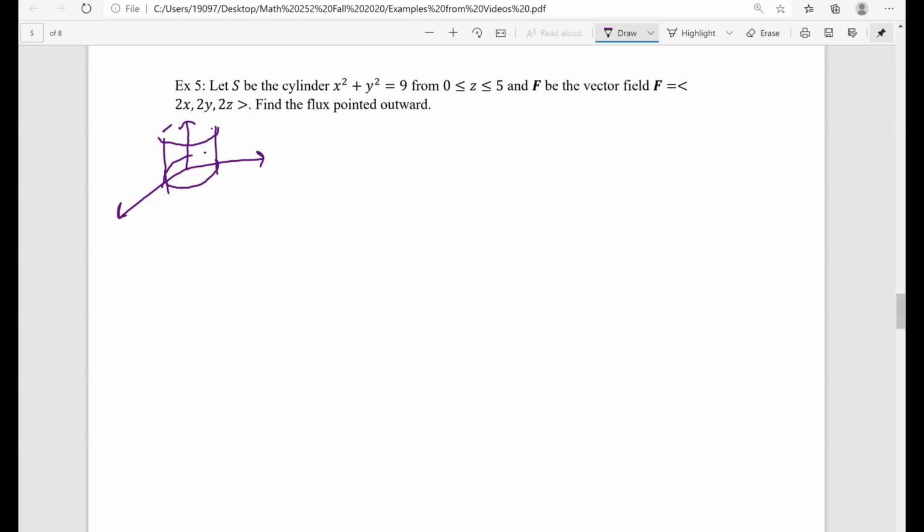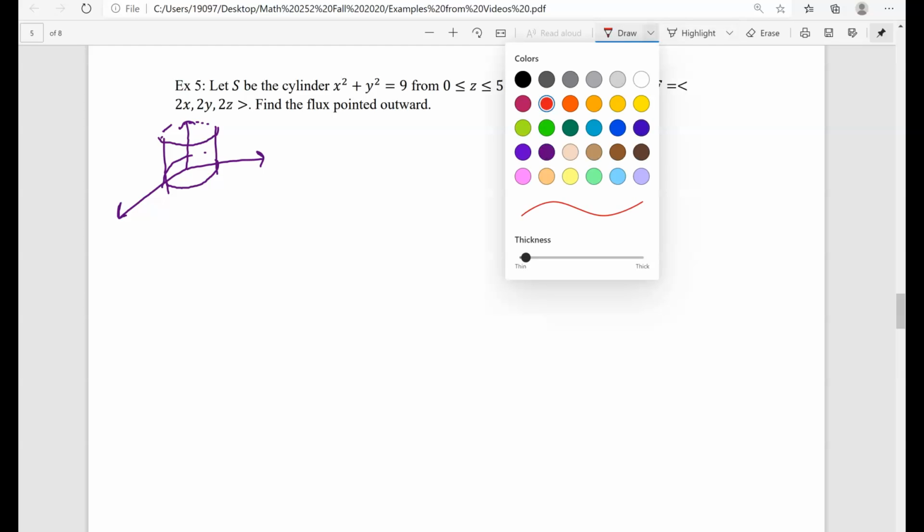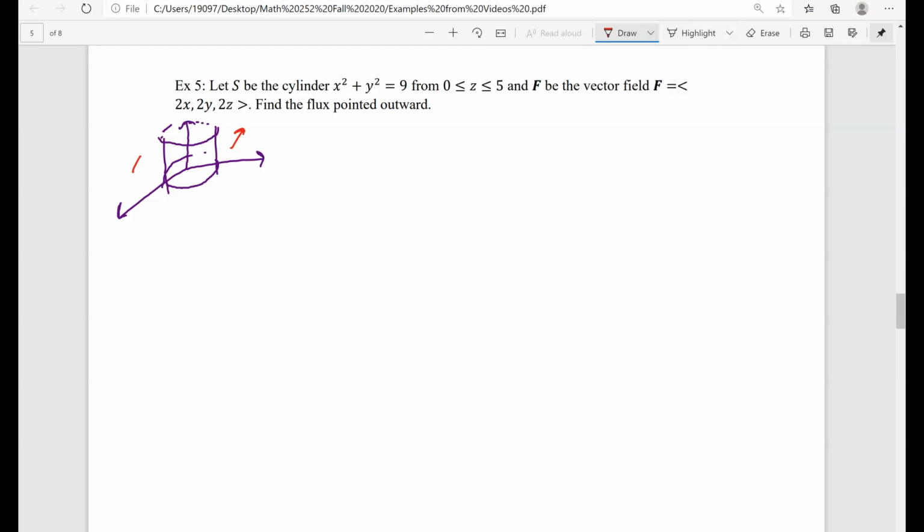And now what we want to do is find the flux that's going outward from this particular region. So you can have, again, all of our vector fields, whatever's going on in here. You have this solid in there. Now it's not quite a solid because there's not a cap. You're not really capping these with 0 and 5. So you're just looking at the cylinder itself with no top or bottom.